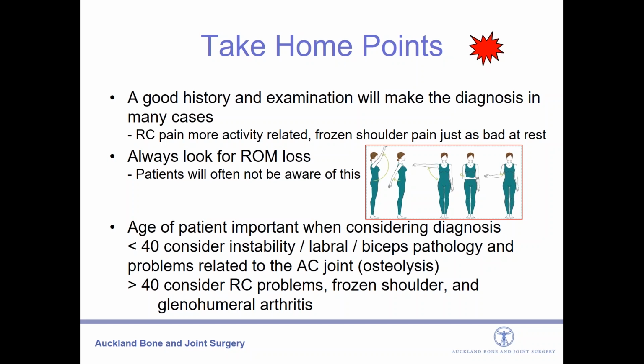And also consider age, which I think is very important, because some of these pathologies you only see in younger patients, some you'll only see in older patients. So that can help you in targeting what further investigations or what treatment you might be initiating as well. For an under 40-year-old, consider things like subtle instability, labral tears, bicep pathology. With the over 40-year-old, obviously it's going to be your more common problems: the rotator cuff, frozen shoulders, and glenohumeral arthritis.